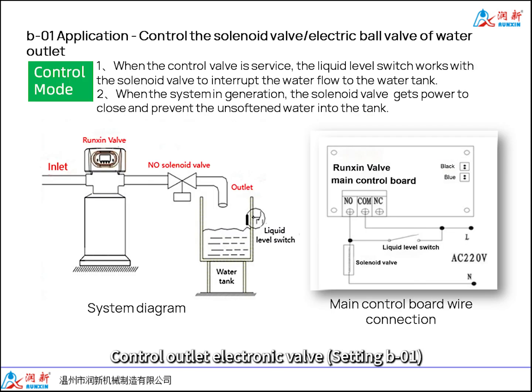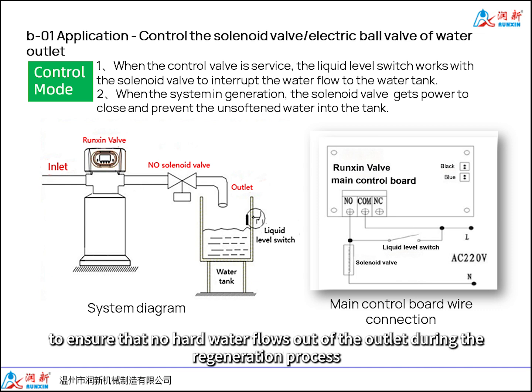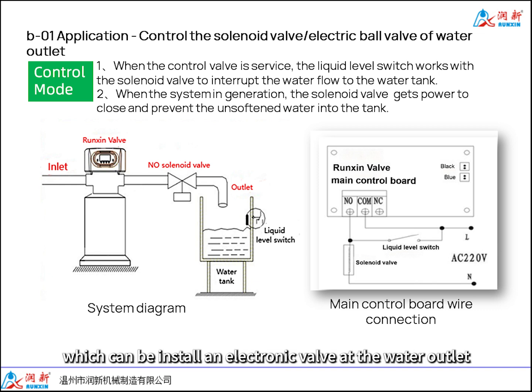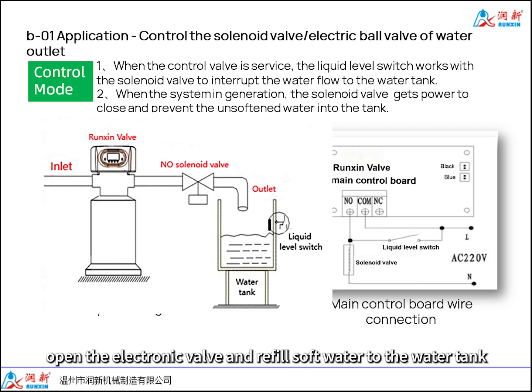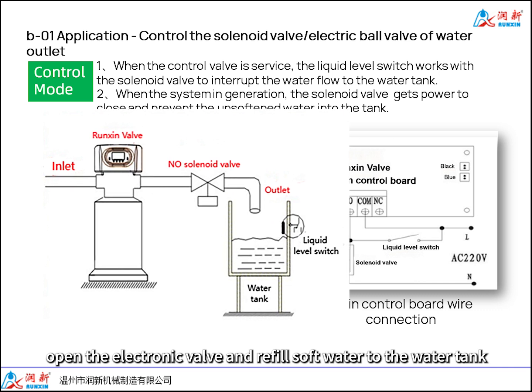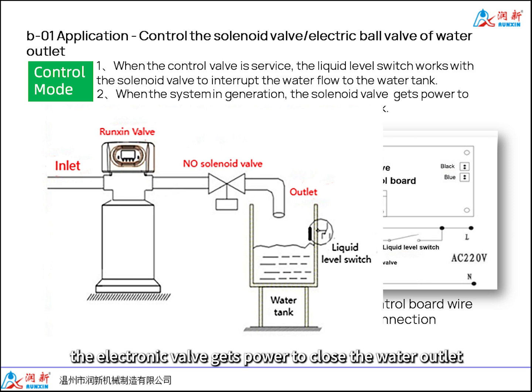Control outlet electronic valve. A water softener used in a boiler that requires strict control of the water hardness to ensure that no hard water flows out of the outlet during the regeneration process, can be installed with an electronic valve at the water outlet. If the water level in the tank is low when the control valve is in service, open the electronic valve and refill soft water to the water tank. When the water level reaches the setting height, the electronic valve gets power to close the water outlet. When the control valve is at other status, the electronic valve gets power to close the water outlet, to prevent unsoftened water into the tank.